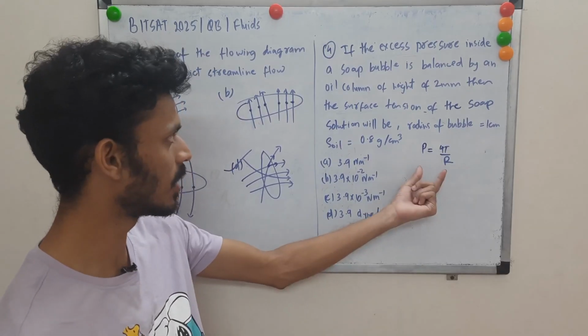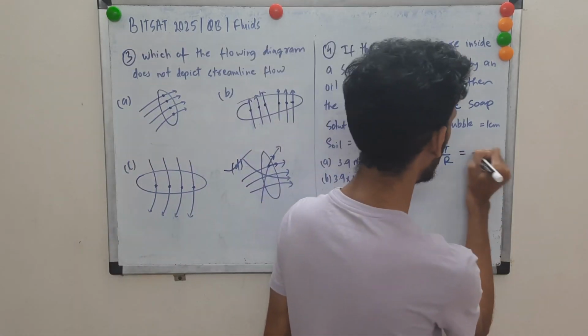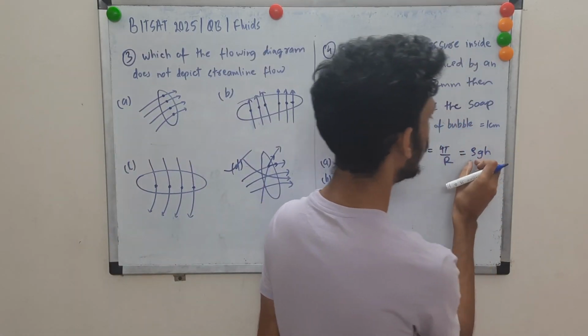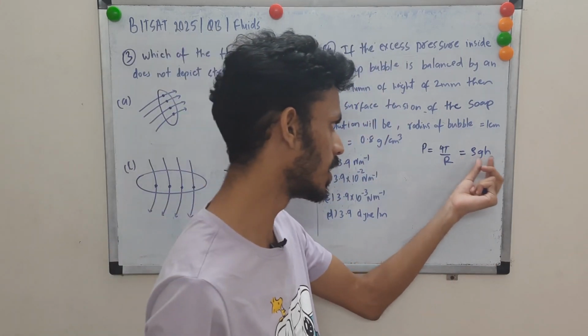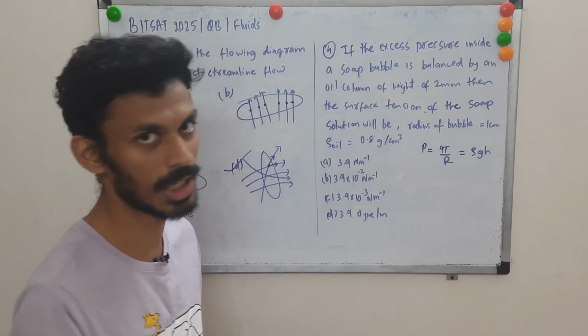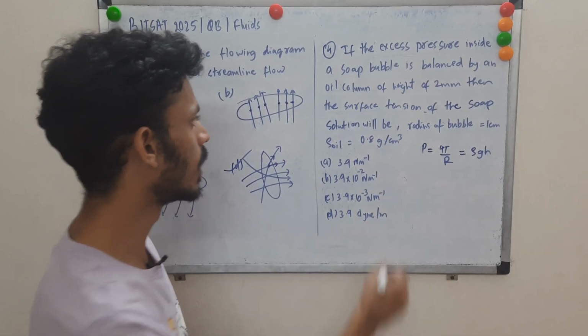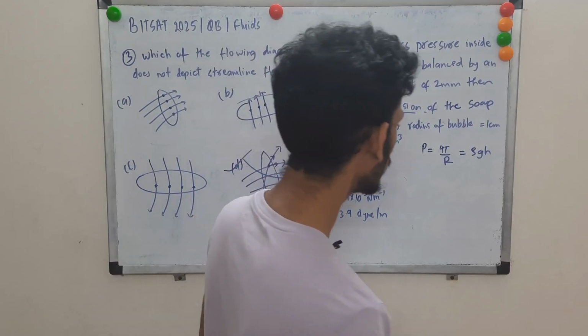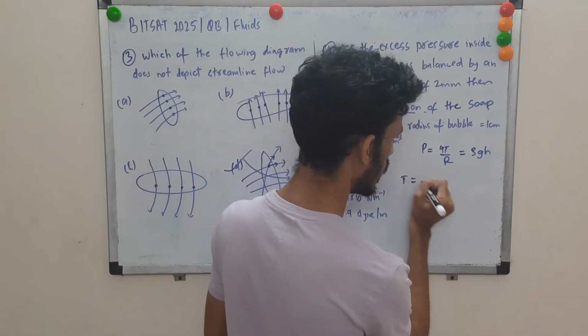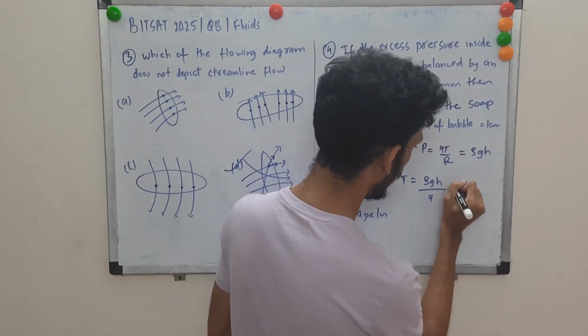Okay, so now this pressure is balanced by an oil column of height 2 millimeters. So this is balanced by rho g h. Some density of oil you'll have, g and h, right? This is the pressure of this column, rho g h. So we are just supposed to solve for T over here, the surface tension, right? So T we can get as rho g h by 4 into R.